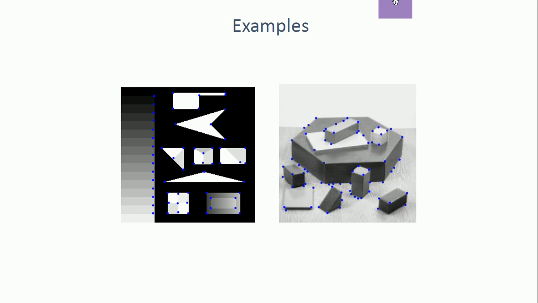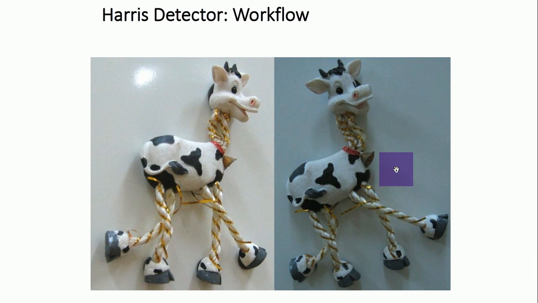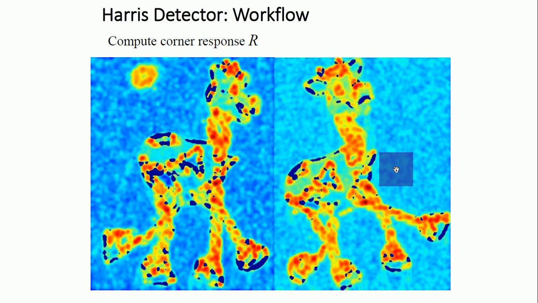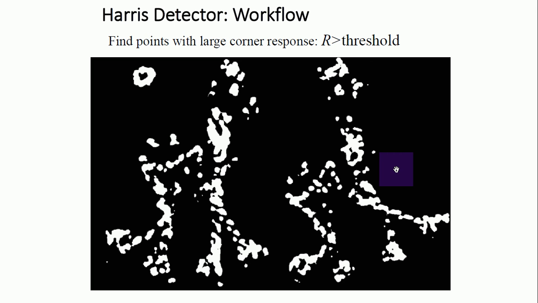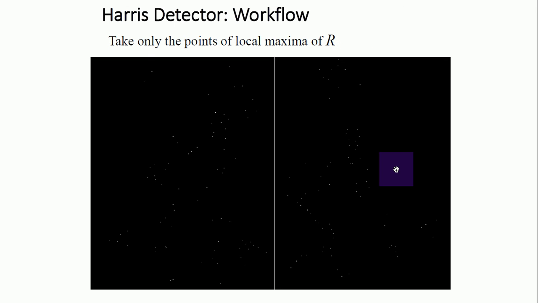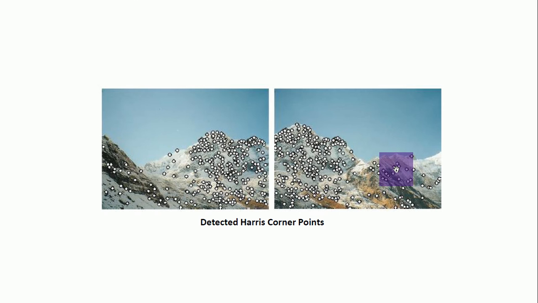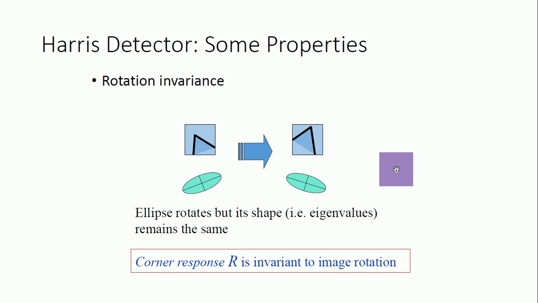This is an example where we are detecting the corners here. We are detecting corners here also, same here, same here, in the Harris detector workflow. So how will it be detected? Find the points where the corner response R is above the threshold value. Take only the points of local maxima. Then there is also the Harris corner detection algorithm.